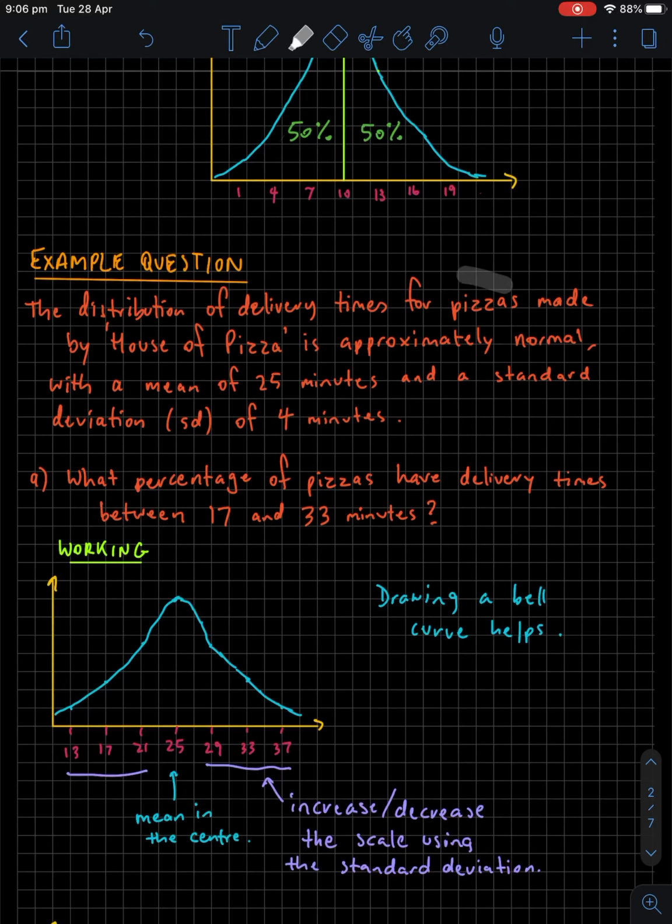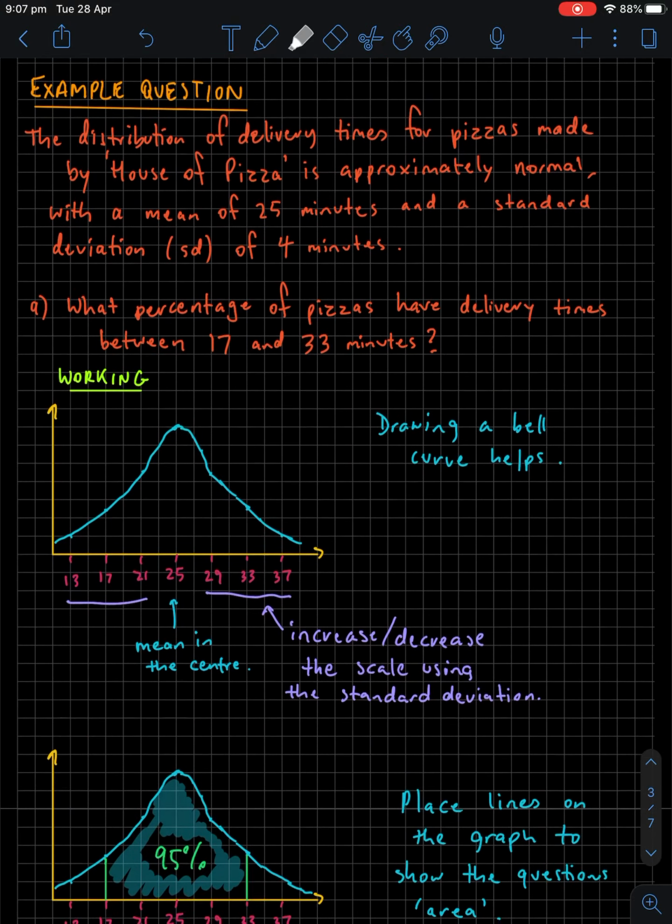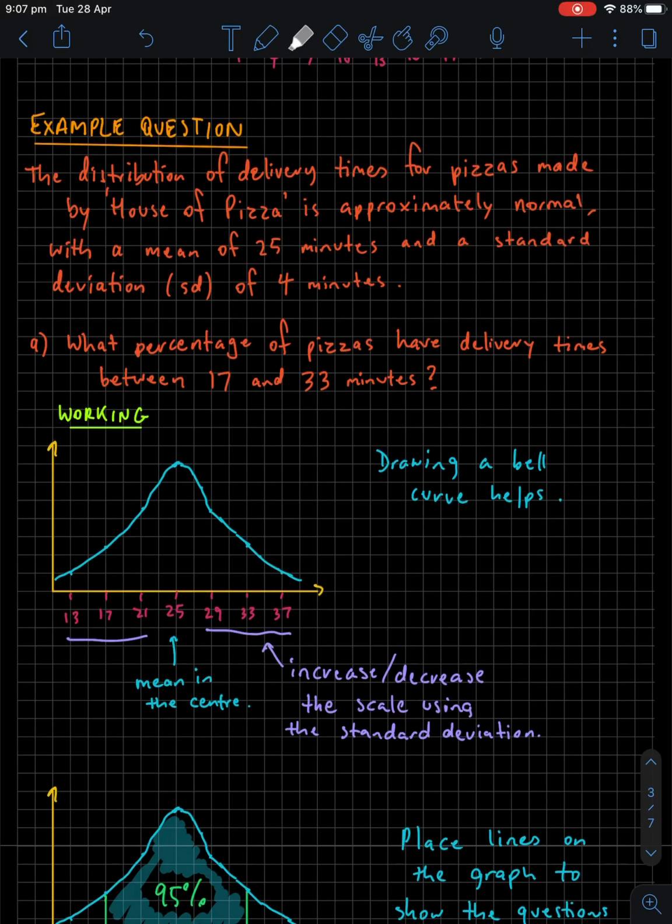So let's try to get our head around what's happening here. So they're saying that roughly this business can deliver pizzas in 25 minutes. That's the average time. But obviously you're going to get pizzas that take longer and shorter than 25 minutes. So the standard deviation is 4 minutes in this case. So because it's normally distributed, you can represent this data as a bell curve, and you're going to have your average in the center, so like this.